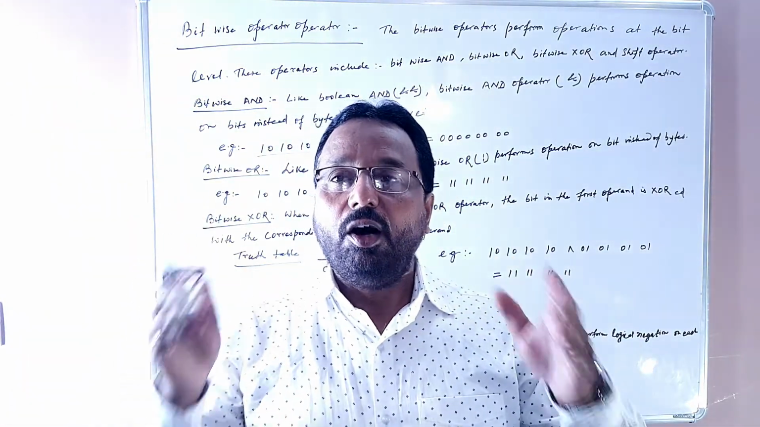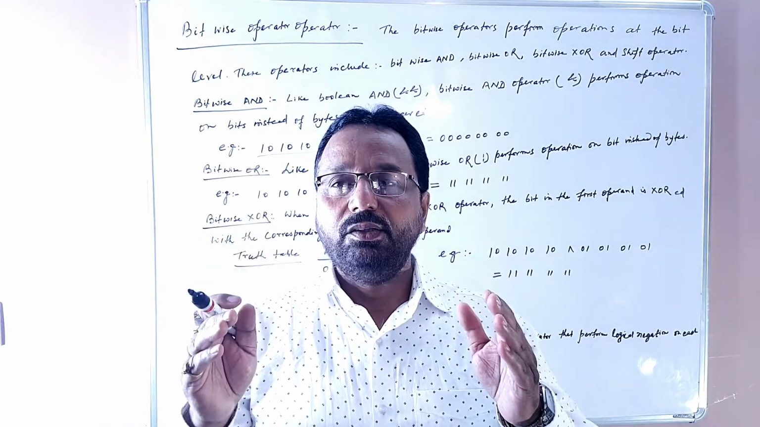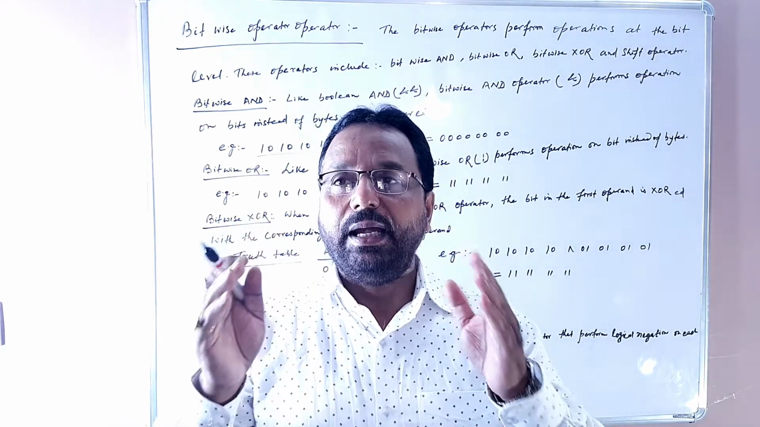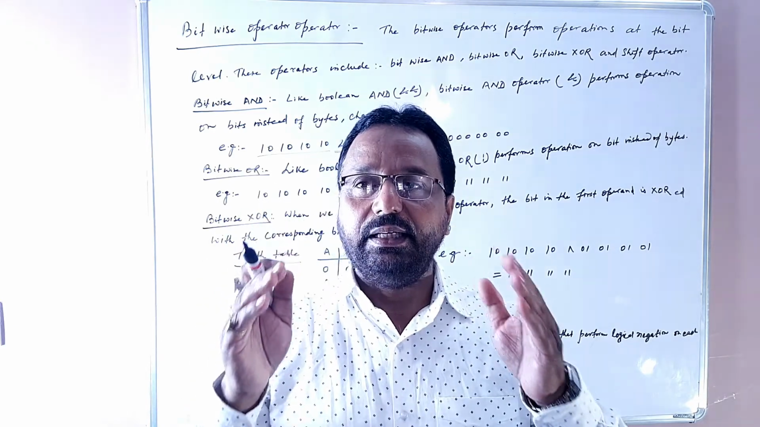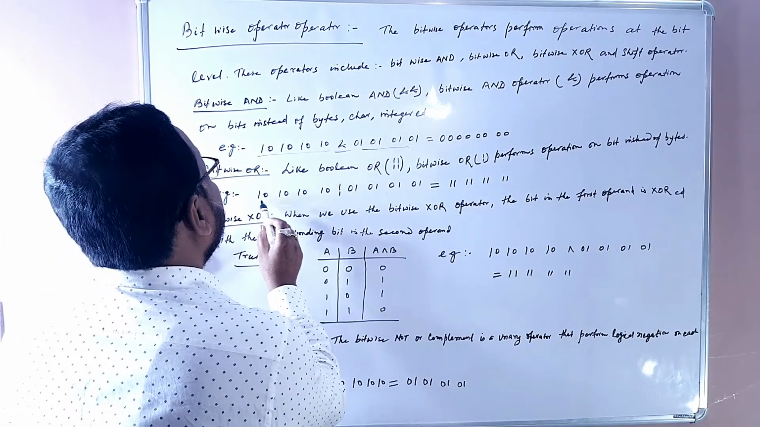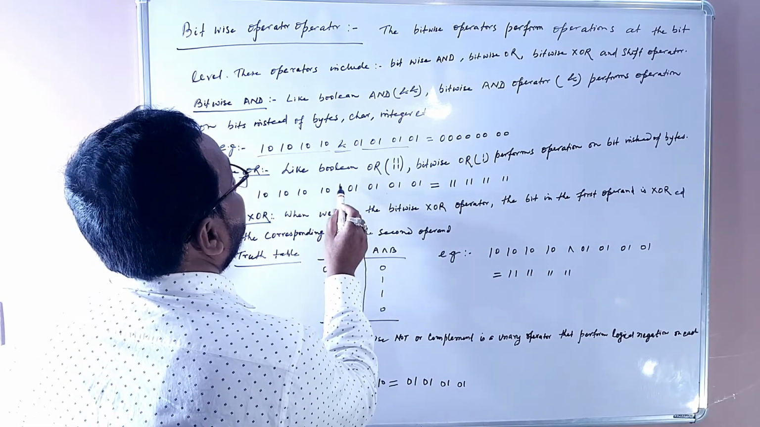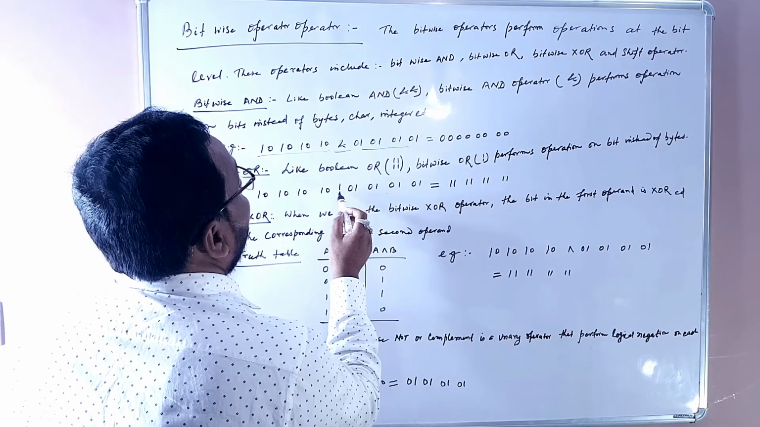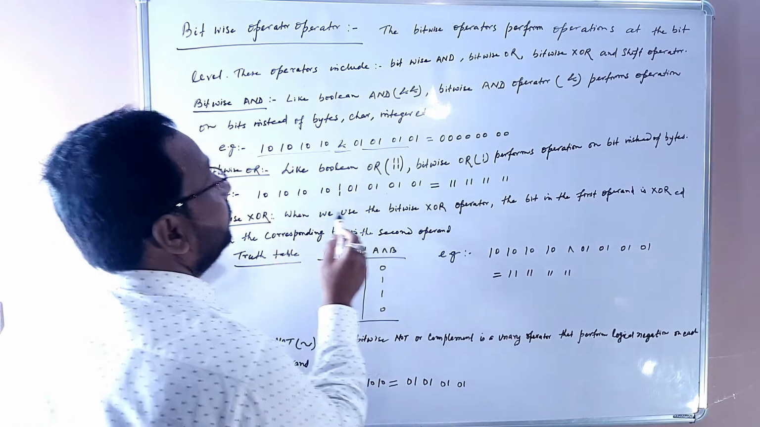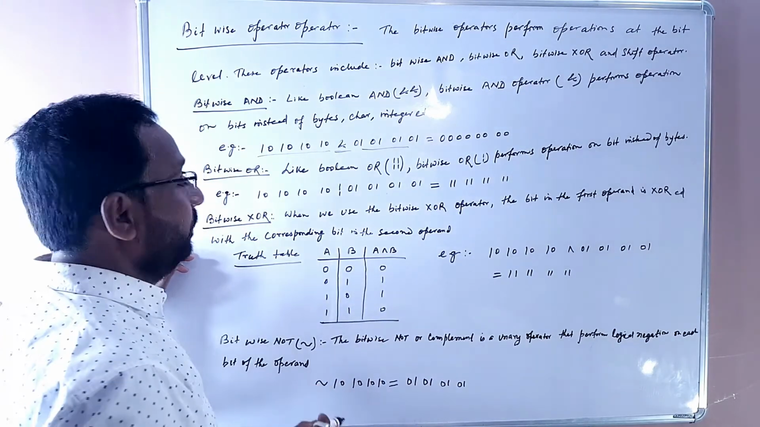Bitwise OR operator. It is like Boolean OR, the double pipe. The bitwise OR is a single pipe and performs the operation on a bit instead of a byte. Here the example is 1010. A single pipe is used in the bitwise OR operator, with 0101. Here 1111 is the result.